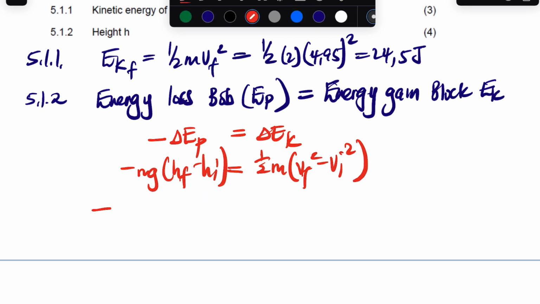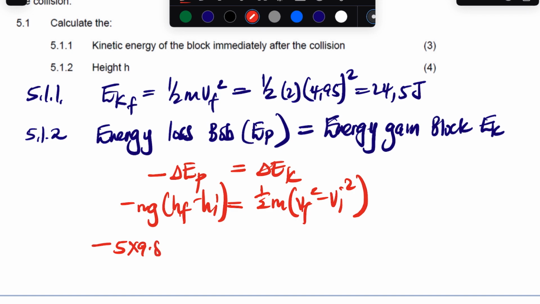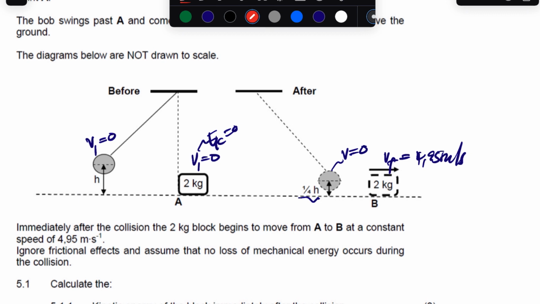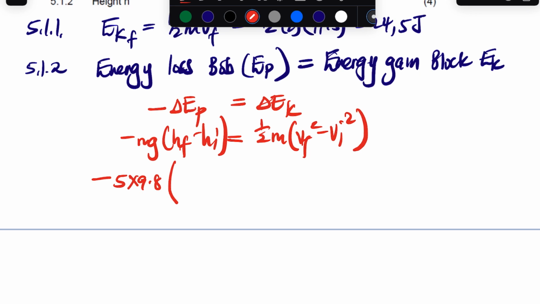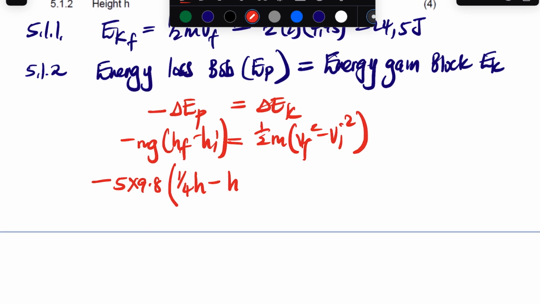So it's going to be the mass of the bulb, which is 5, times 9.8, and then open bracket at the height final of the bulb. Guys, the height final is the quarter. This is the height initial, which is h, and the height final is that one. So the height final is 1/4 h, minus the height initial, which is just h. Close bracket.